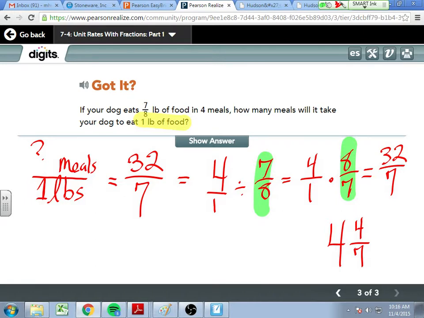You're getting confused. The easy way to see this is that we start with meals divided by pounds. That is the reciprocal. But that's the reciprocal of the previous problem, because the previous problem was pounds per meal. Now we flipped that upside down and said meals per pound. So all I have to do is flip my answer. Olivia?